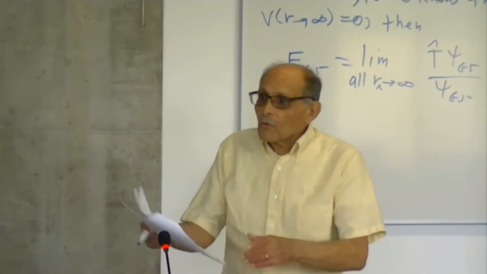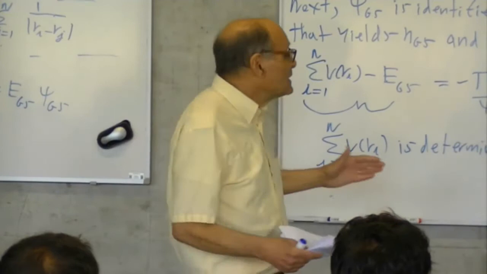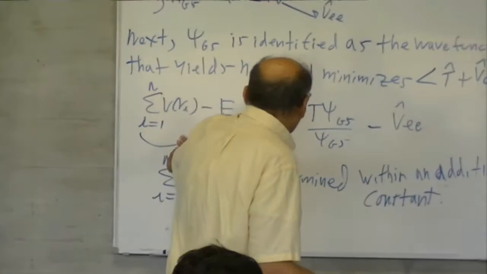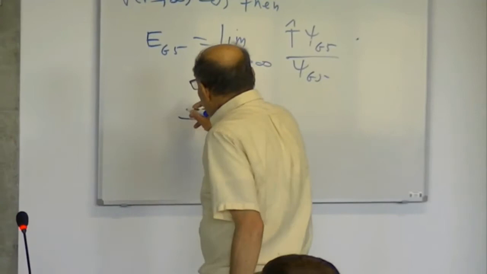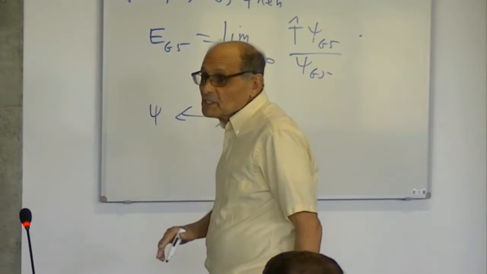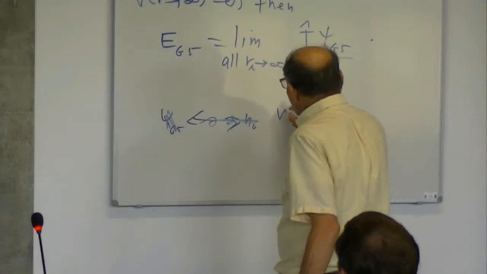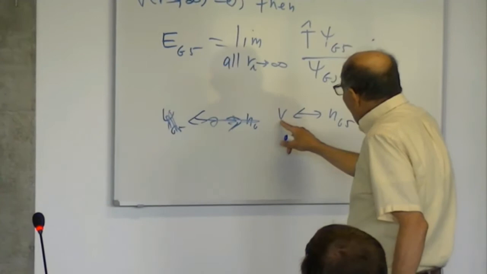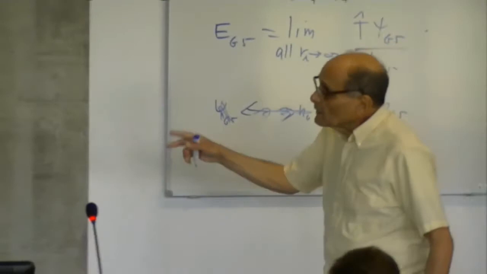Now, the person who asked about the one-to-one, that's what I'm generating here, correct? I tell you in fact how you do it. This gives the one-to-one. It says that the density gives you the external potential V. So you very often see this double arrow, and you have the one-to-one between psi and, for non-degeneracies, psi ground state and N ground state. And then there's the double arrow between V and N ground state. A V can only belong to one ground state density.